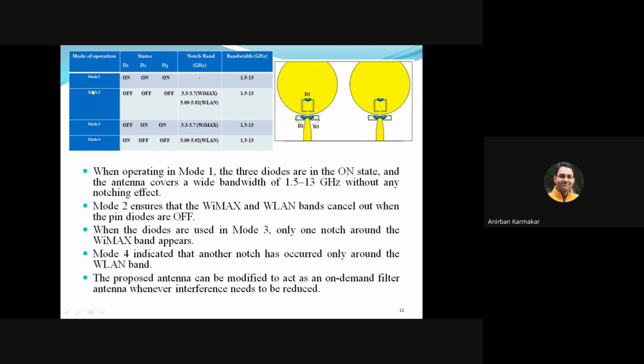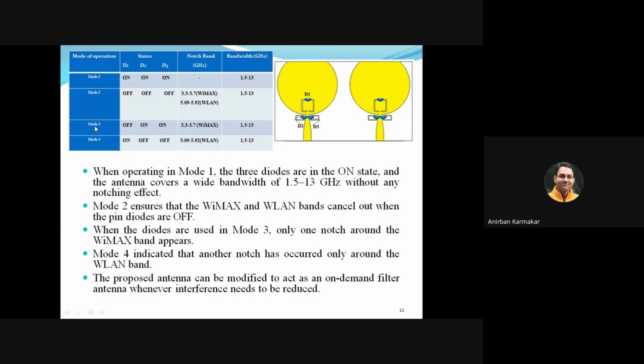Now in mode 2, when all the diodes are switched off, the notching structure will be activated and they will give notching mechanism at both the frequencies, that is WiMAX 3.3 to 3.7 gigahertz and 5.09 to 5.92 gigahertz WLAN band. At the same time, the antenna will provide bandwidth of 1.5 to 13 gigahertz, but it will show the notching effect at these two frequencies.